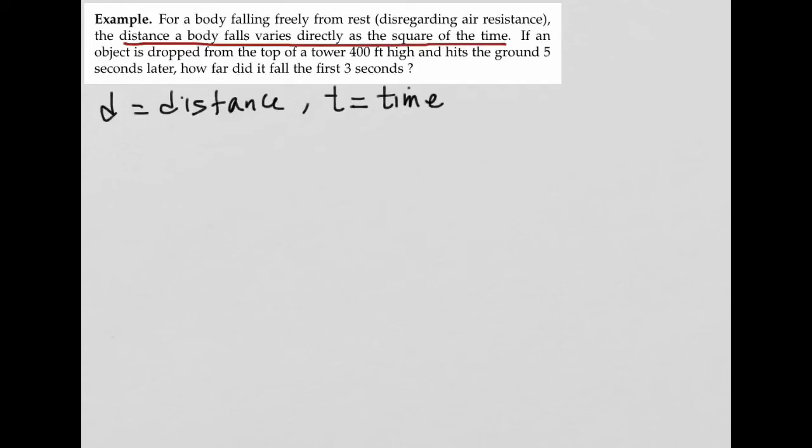Let d denote the distance in feet and let t denote the time in seconds. What is the relationship between those two variables? Well, the problem tells us that the distance a body falls varies directly as the square of the time. This translates mathematically to d equals kt squared.